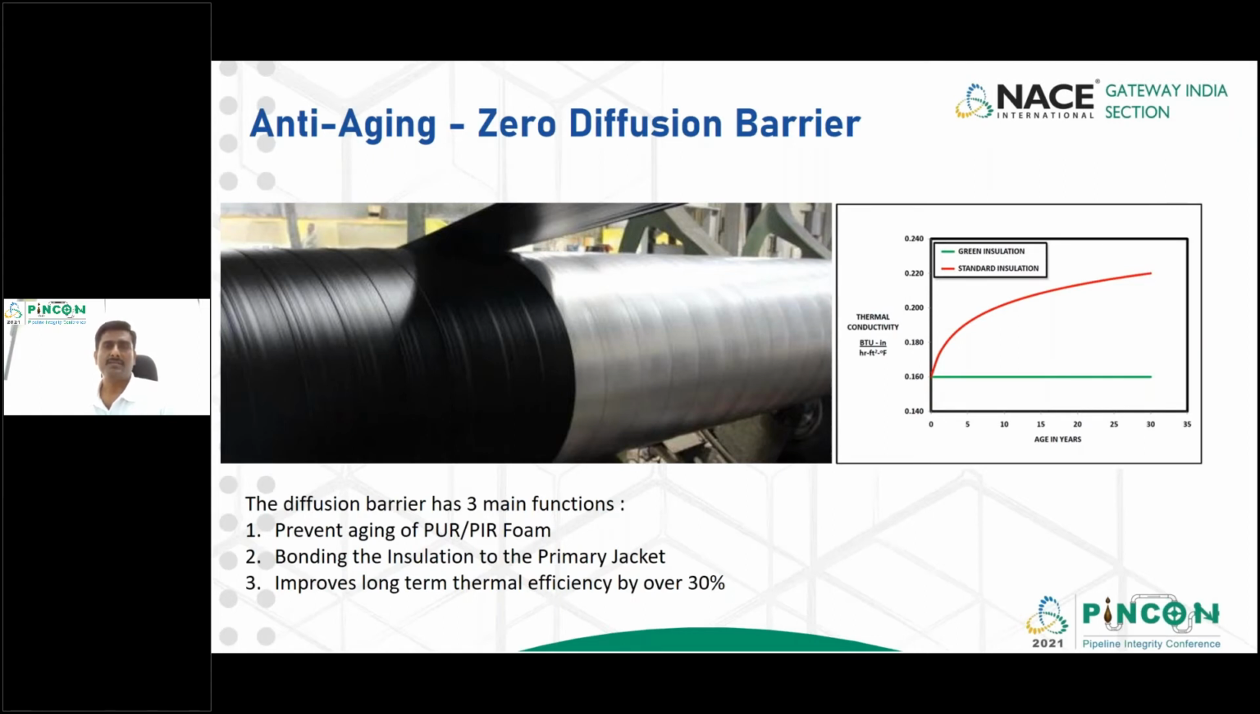On the right-hand side, you can see the graph. The green graph is the factory applied insulation and the red graph is the conventional system. The green graph remains constant throughout its design service life of 30 years, whereas in the conventional technology, the K value of the insulation material keeps on deteriorating from the day one you install the piping, and by the 30 years of design service life, you will lose the K value of up to around 40%.